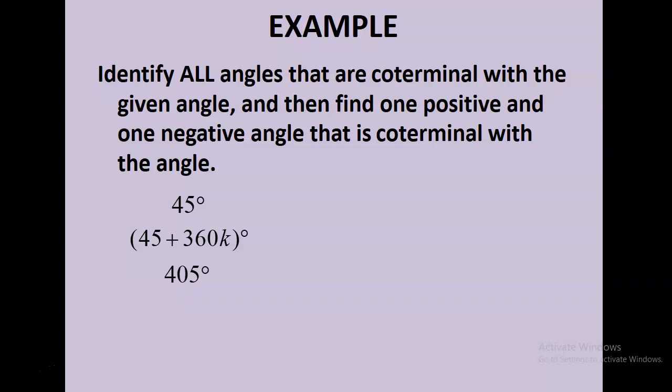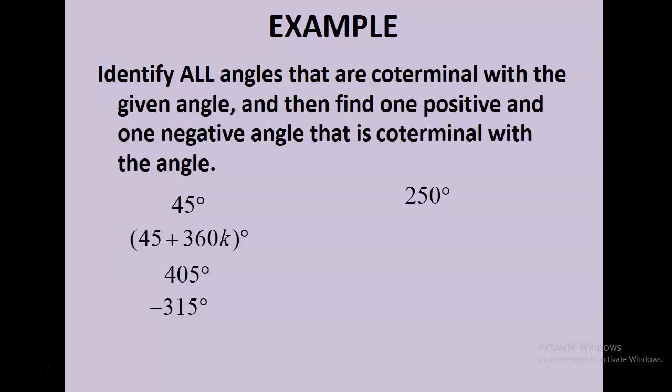We could also have a negative rotation, meaning going to the opposite direction. So if we started at 45 degrees and we went around in the other direction, we would basically subtract 360 from that 45, and we would get negative 315 degrees. So 45 degrees, 405 degrees, negative 315 degrees, they're all in the same location.